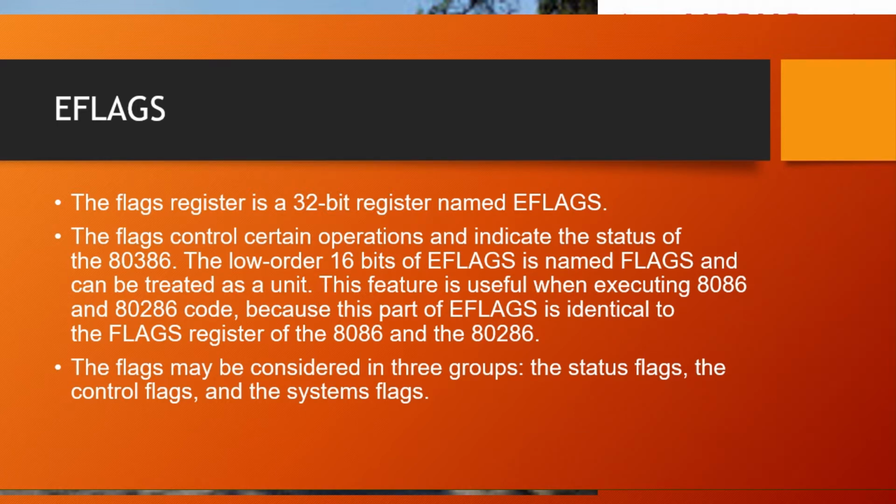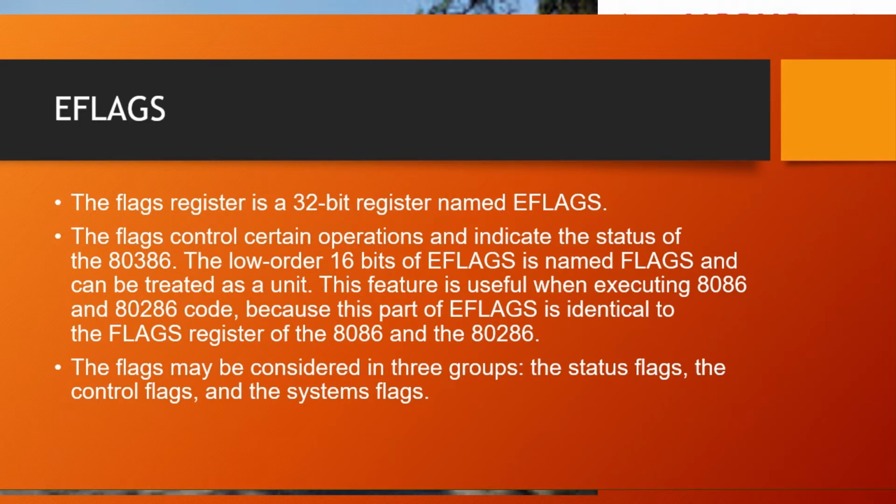The flags may be considered in three groups. There are three groups of different flags inside the EFLAG register. One is the status flags, another is the control flag, and the third is the system flags. If we broadly categorize these, status flags are used basically for arithmetic operations, and the status of instruction execution is reflected by the status flags.